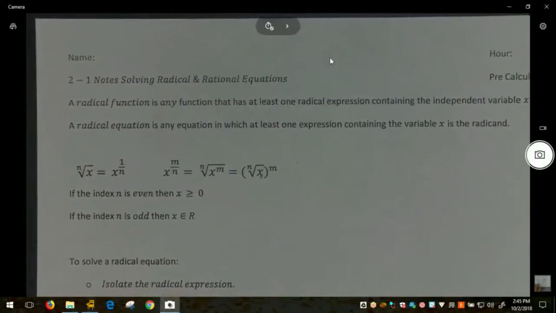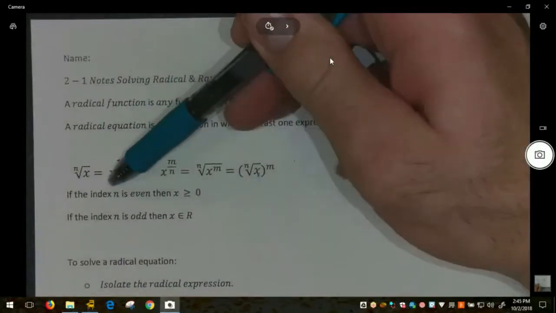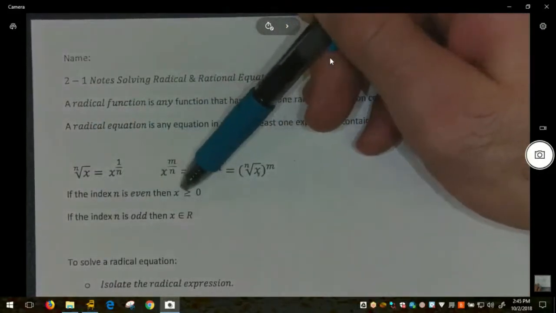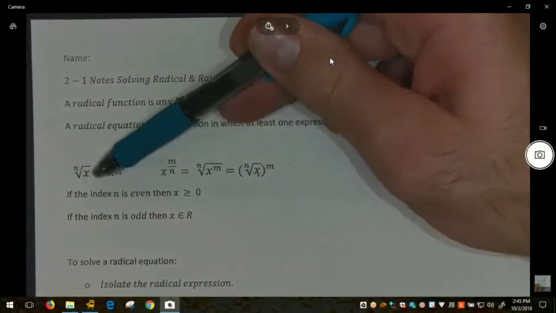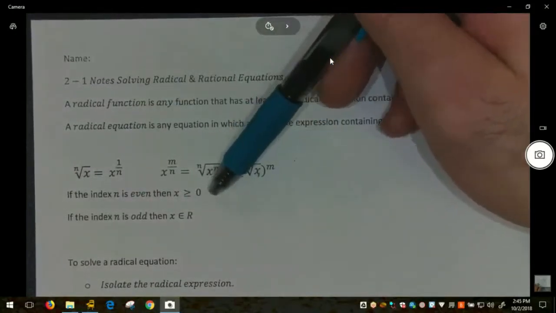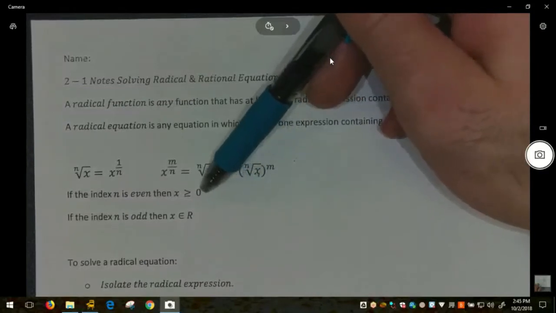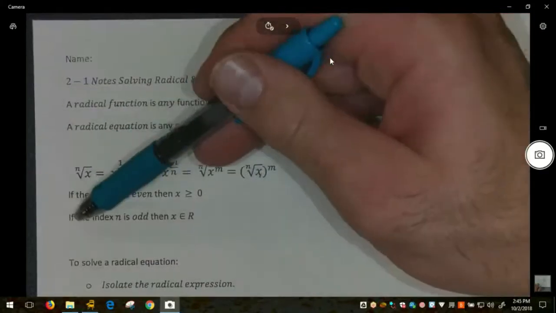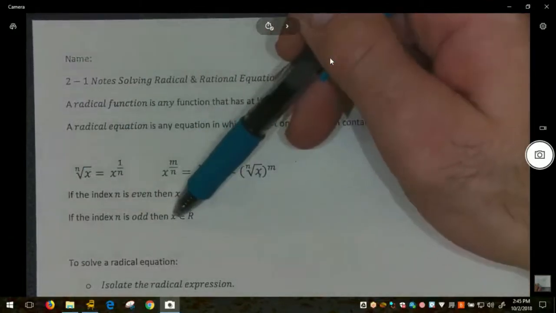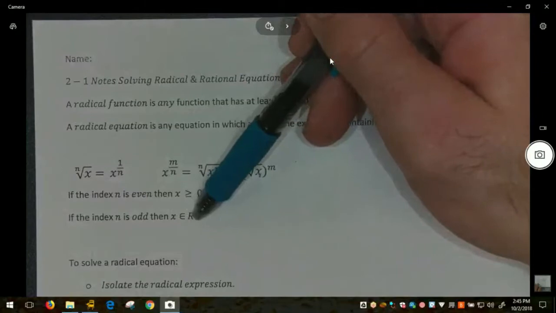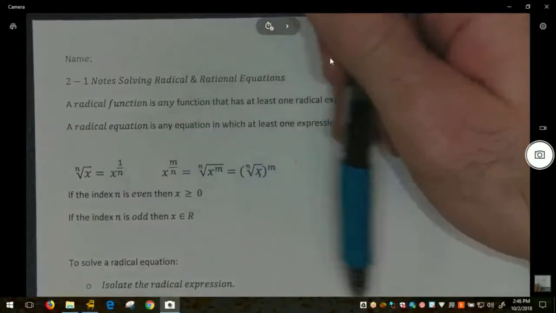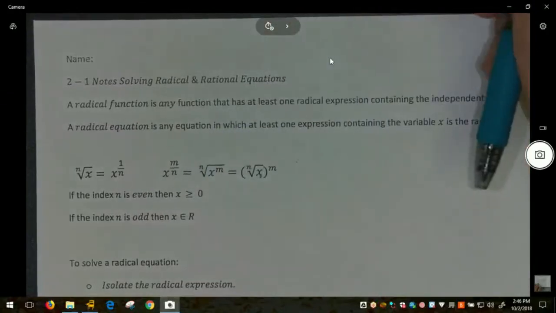As we've discussed before with even and odd roots, if the index n, the root, is even, then x, whatever the radicand is, must be greater than or equal to 0. You cannot take the square root or fourth root or sixth root or any even root of a negative number. If the index n is odd, then it could be negative, positive, fractions, it can be anything under the radical, and x can be any real number.